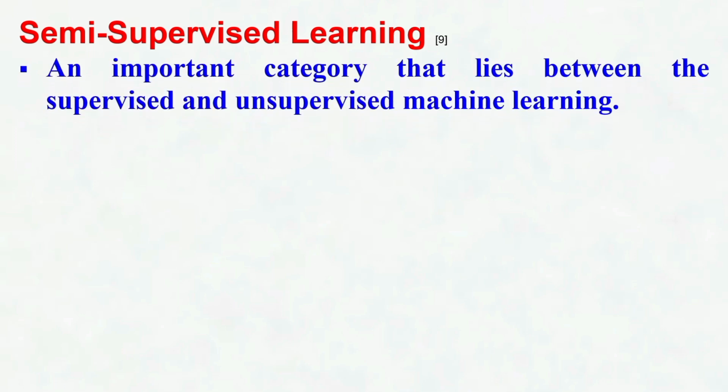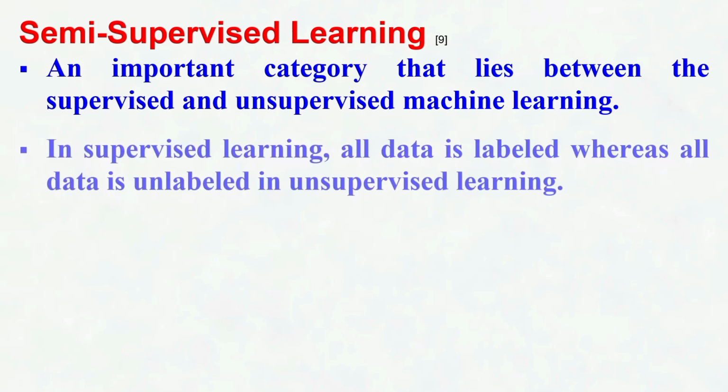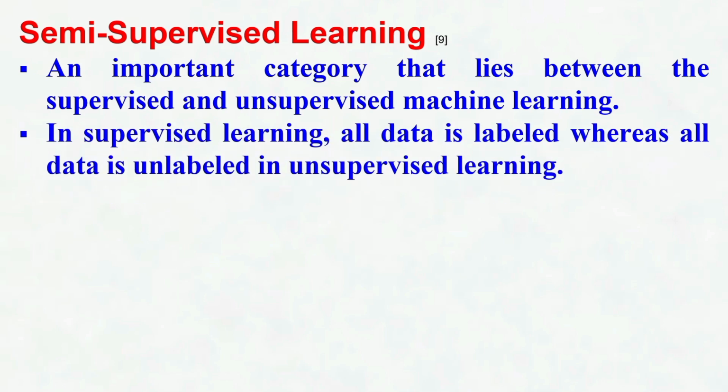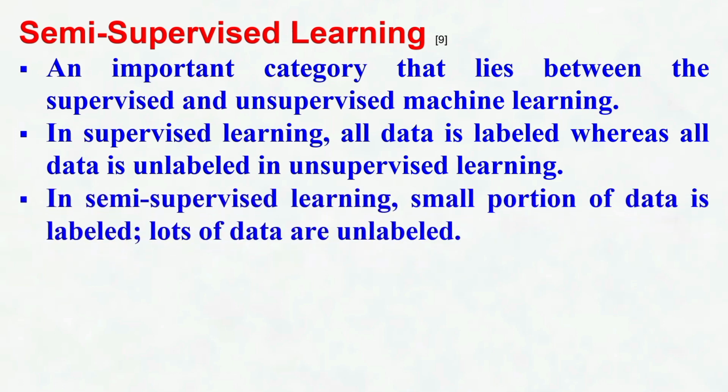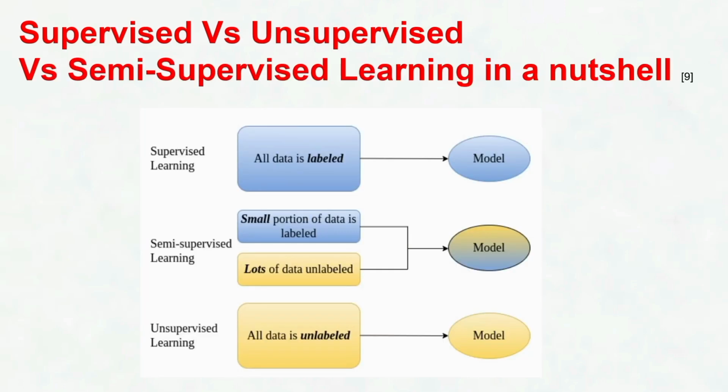Another category of machine learning technique is semi-supervised learning. It is an important category that lies between supervised and unsupervised machine learning. In supervised learning, all data is labeled, whereas all data is unlabeled in unsupervised learning. In semi-supervised learning, a small portion of the data is labeled and lots of data are unlabeled.